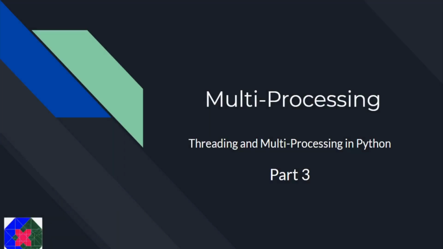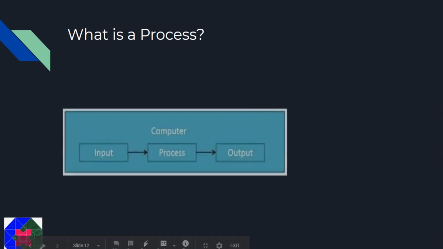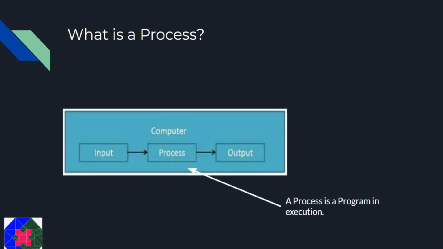In this video, we are going to see how you can create and run multiple processes in Python. What is a process? A process is just a program in execution. It's just some code that is running parallelly in a computer. But why is it called a process? Why not a program if they mean the same thing?